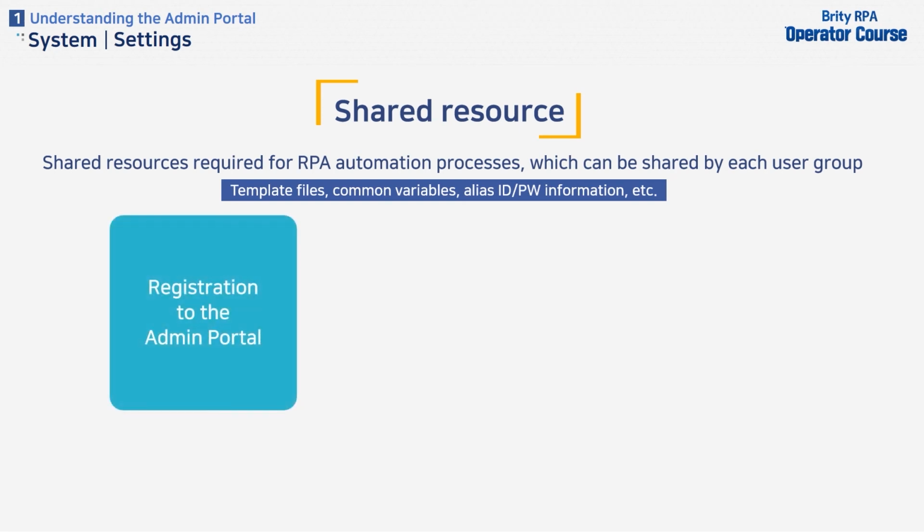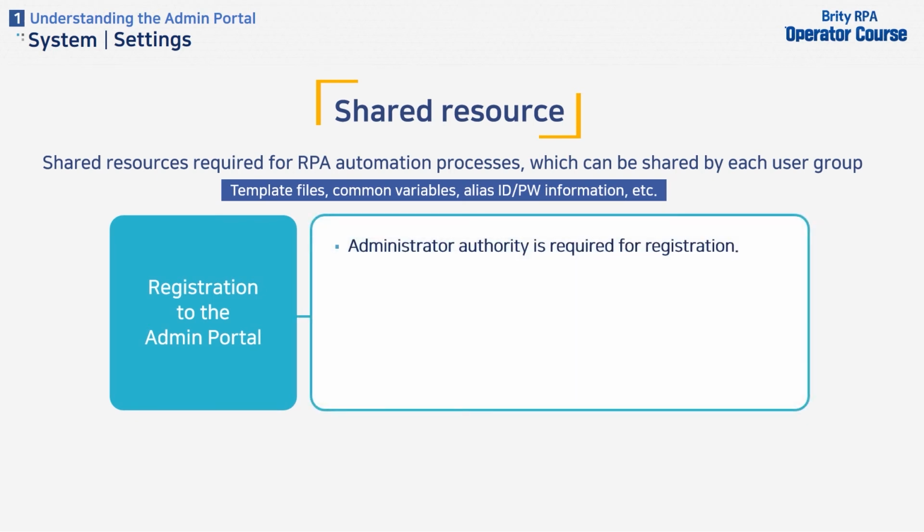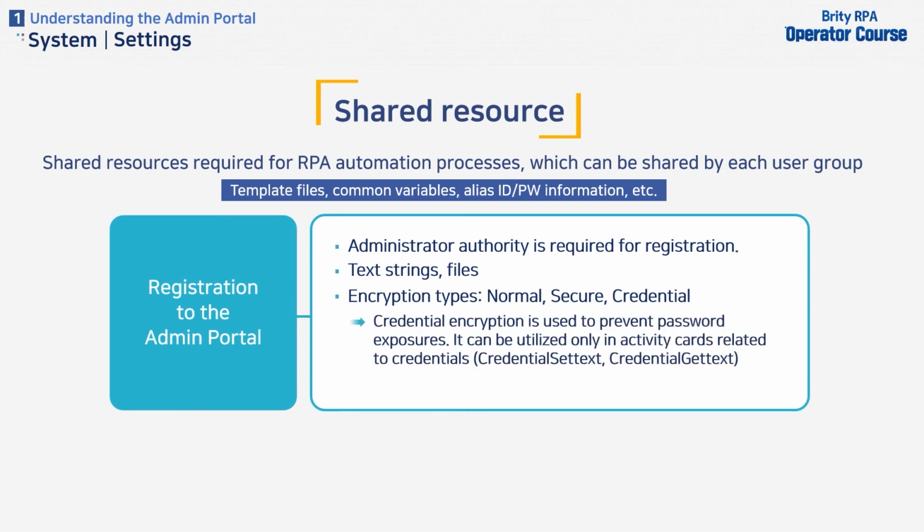On the admin portal, shared resources can be registered only by users with the administrator authority. Shared resources may be registered in the forms of text strings or files, and encryption types may be specified for the shared resources. Among the encryption types, the credential encryption is used to prevent password exposures, and it can be utilized only in activity cards related to credentials on the designer, such as credential set text and credential get text.